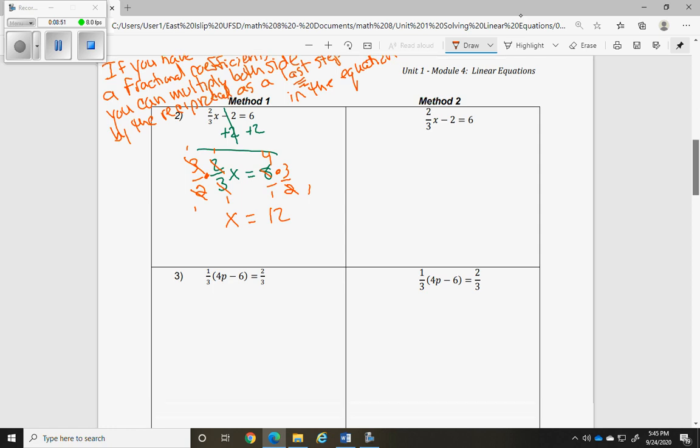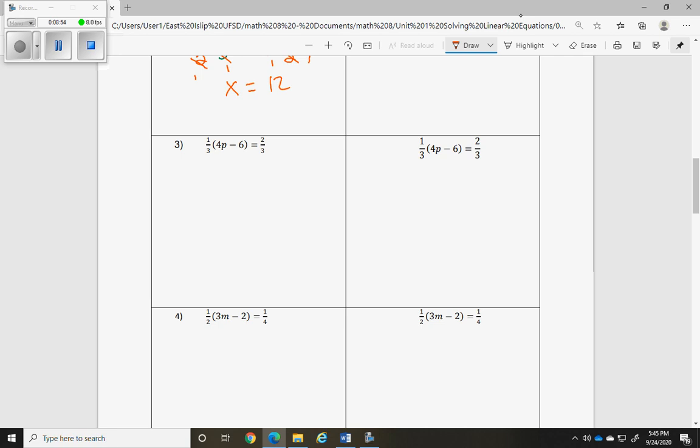Let's see. Number 3. So your first instinct is probably to distribute. That might be the way that you really want to do this, but I am going to do number 3 2 different ways to show you something. So 1/3 times 4 is 4/3 p. And then 1/3 times 6. And again, if you're not good with your fractions, go write it to the side. 1/3 times 6, I hope you see it as 2, right? It's 6 over 3, so it's a 2. And then if I'm going to continue to solve, I have to add 2 to both sides.